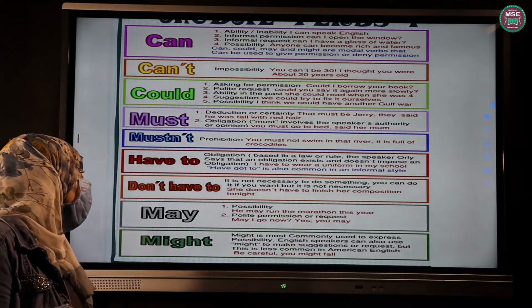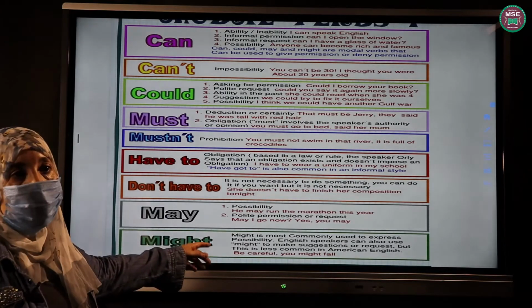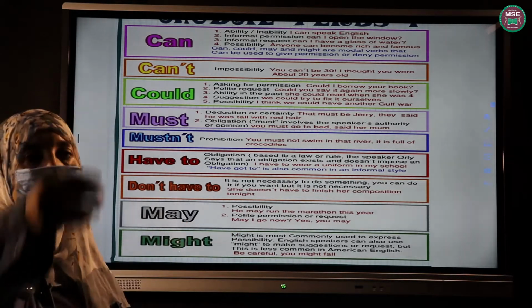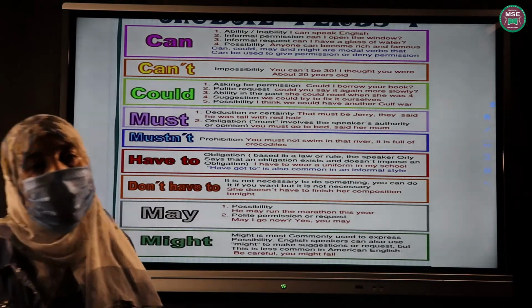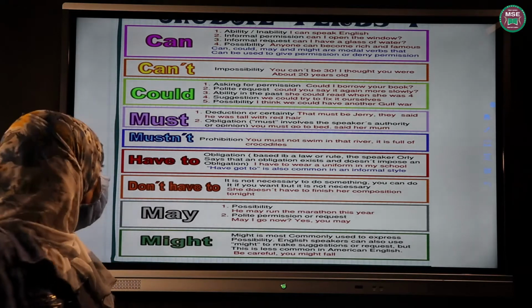Polite permission request. May I go now? This is the permission. Or you are in the class for example, and you want to go to the bathroom. So you are asking your teacher, may I go to the bathroom, please, miss? Right?